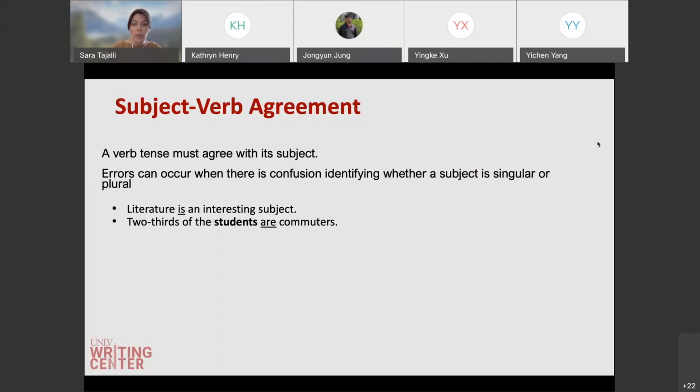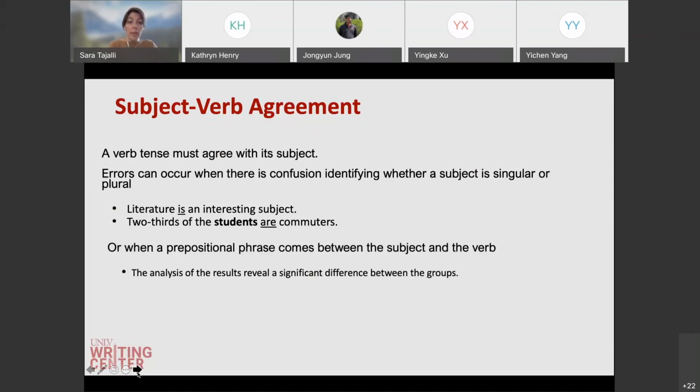So we'll go over some more examples of where the subject might be a little bit confusing. Okay, so when a prepositional phrase comes between the subject and the verb, that's where there tend to be some errors that occur. So: the analysis of the results reveal a significant difference between the groups. Sometimes when we're writing really fast, we want to associate results as being the subject when actually it's just describing the analysis. The analysis is our subject.